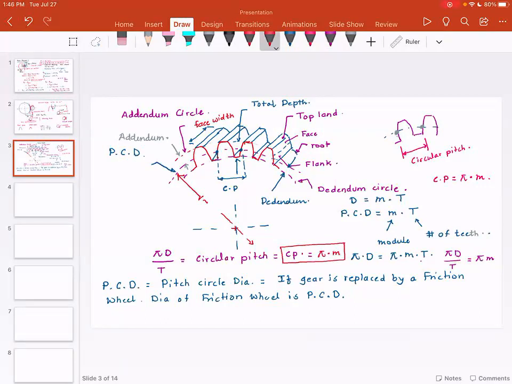But the key equation here is D equals M times number of teeth. This is the key equation in gear design. Module is the design parameter for the gear. So let me state this again. This is so important. Gear design is in essence determination of module.